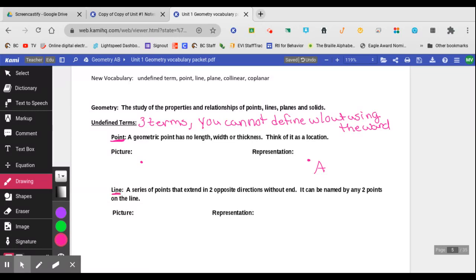A line is undefined because we define a line using a series of points that extend in 2 opposite directions without end. It can be named by any 2 points on the line. So the picture of a line is a line with 2 arrows. We name a line usually with 2 points. So AB with the line extended. This would be line AB. We can also name a line with a single cursive letter. So that would be line L.